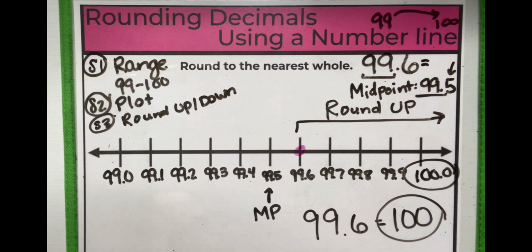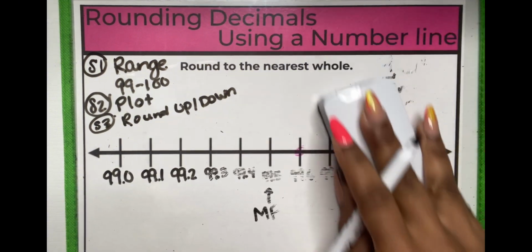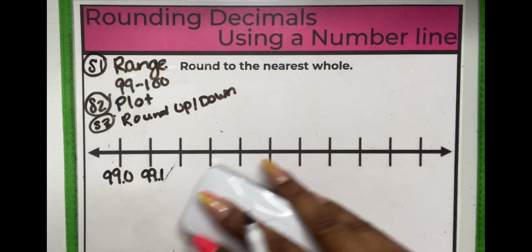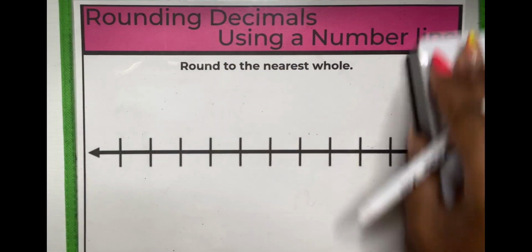Okay, if you need to, take a picture of this, and then you can save it to your phone. If you're watching from your phone, you can go back and look at this kind of as like a note, like a little anchor chart in your phone, iPad, whatever you have.